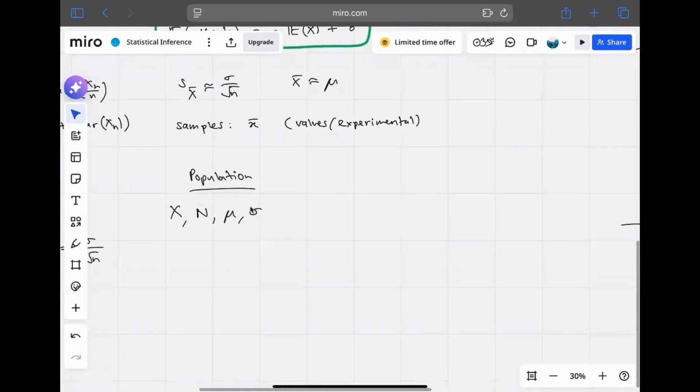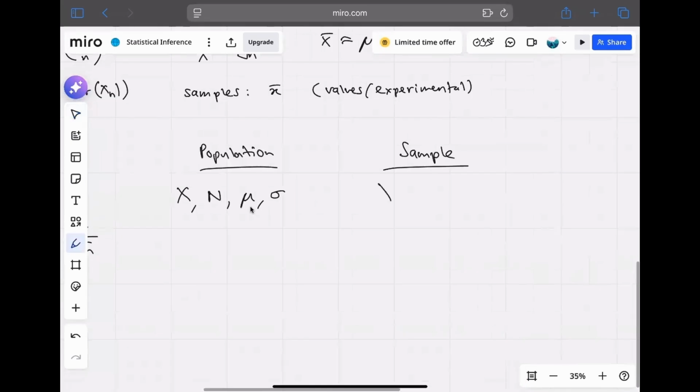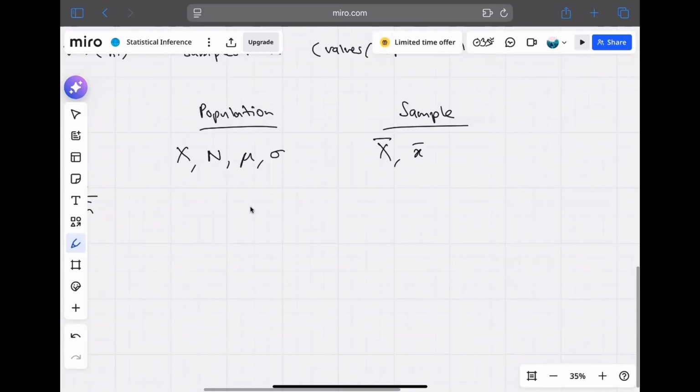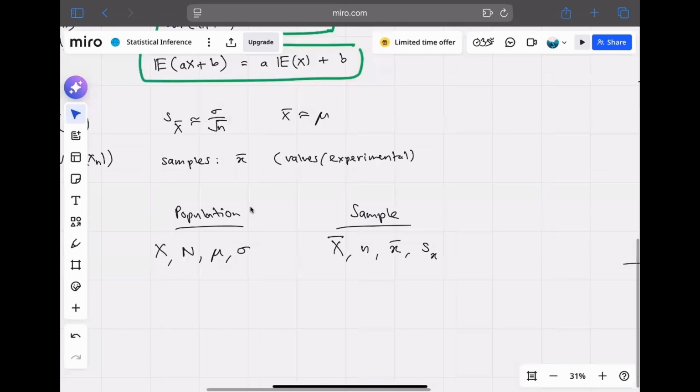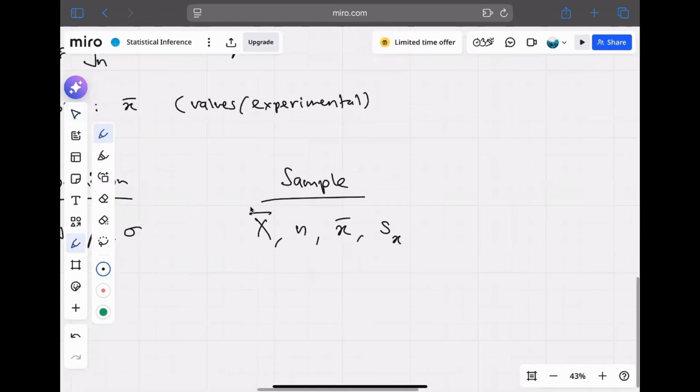N will be the number of data points in your population, mu is the mean, and sigma is the standard deviation. If we go over to the sample, the distribution is capital X with the bar. This represents the distribution of the sample means. The mean will just be little x bar. Little n, we have little x bar, and we have s of x. Or we can just put s. Putting an x down there indicates that it's for the sample. This is for the sample, right? So I'll just remove this. So this is purely the sample.